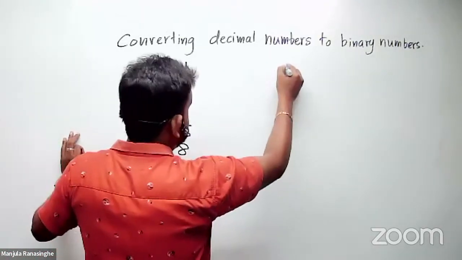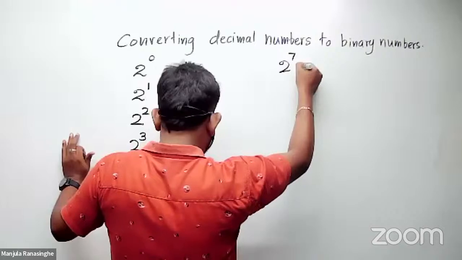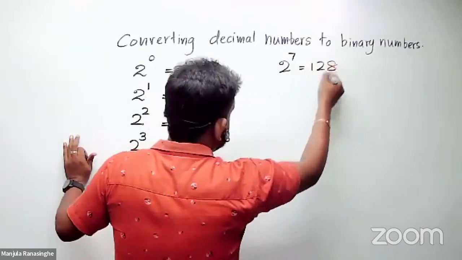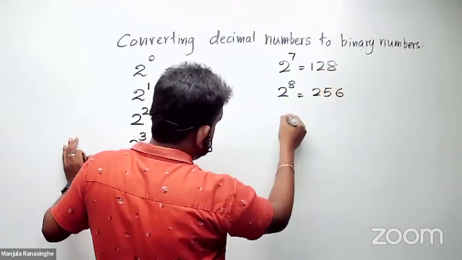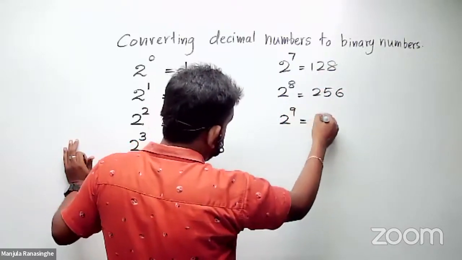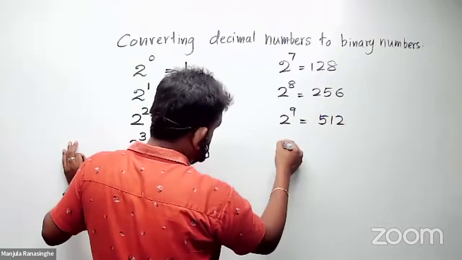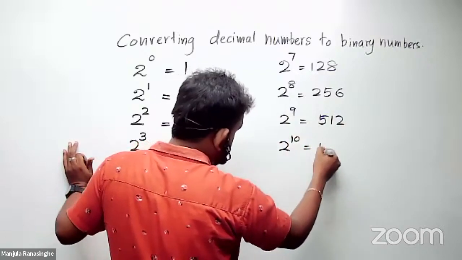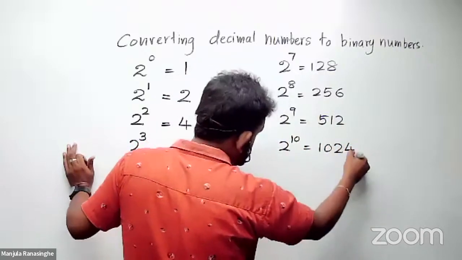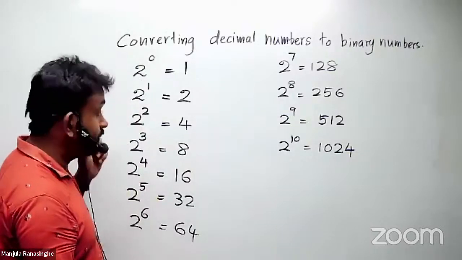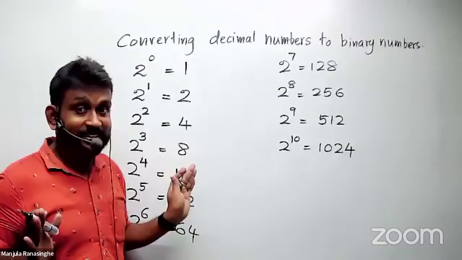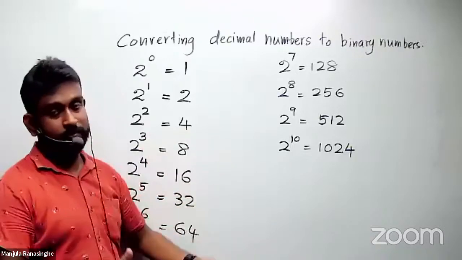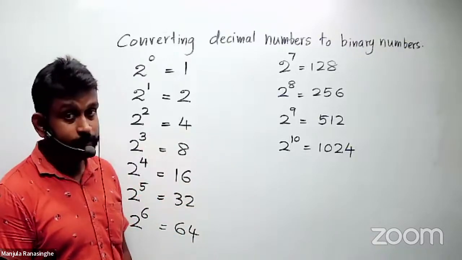Now 2 to the power 7 gives you 128. 2 to the power 8 gives you 256. 2 to the power 9 gives you 512. And 2 to the power 10 gives you 1024. At least remember these powers of 2, right? For the exams, even when you are dealing with maths.